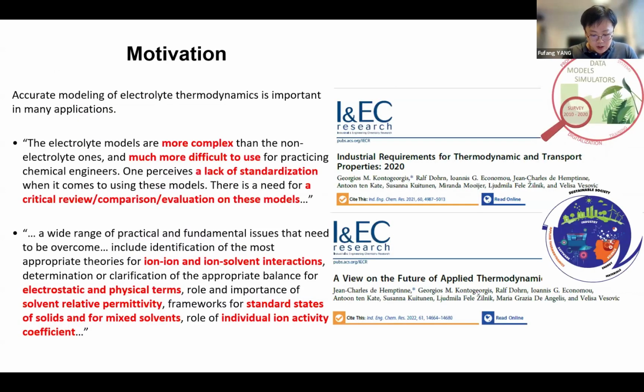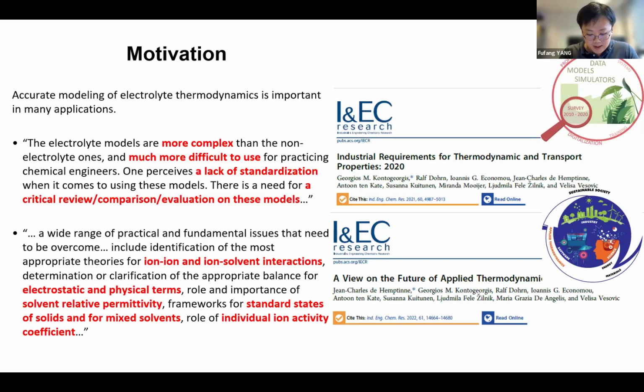But when it comes to electrolytes, the models are even more complicated. It is more difficult to use compared to non-electrolyte models that we are more familiar with. And there is a lack of standardization. People define the reference states differently. There are too many units in the experimental literature. I programmed a script to browse the DTU in-house electrolyte data bank, and there were 42 different units for composition. And then there was no critical review or evaluation of the methods.